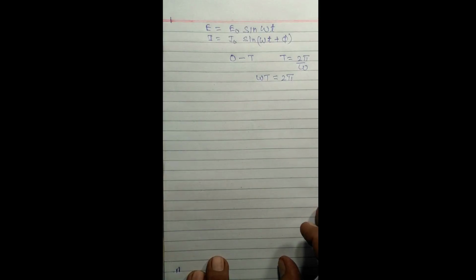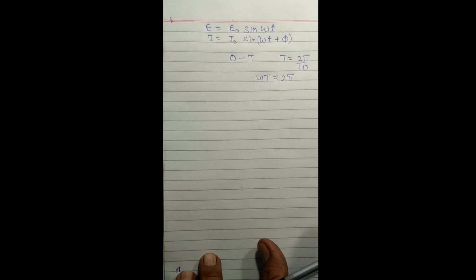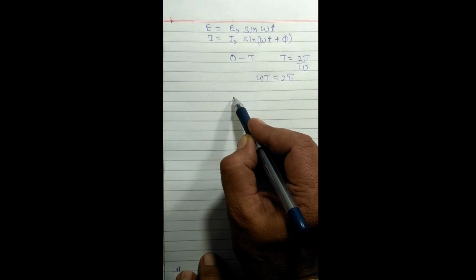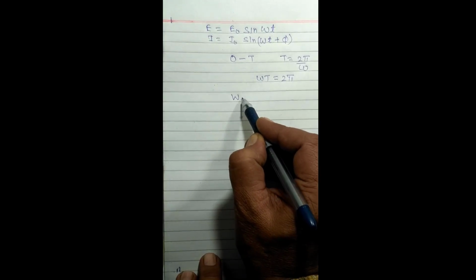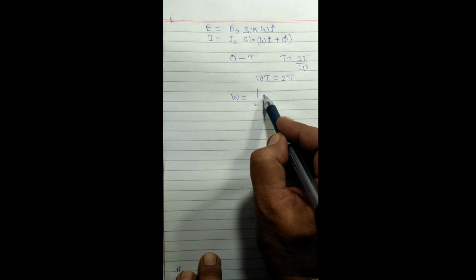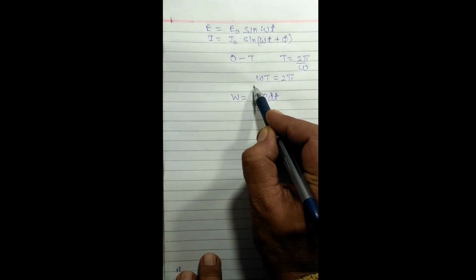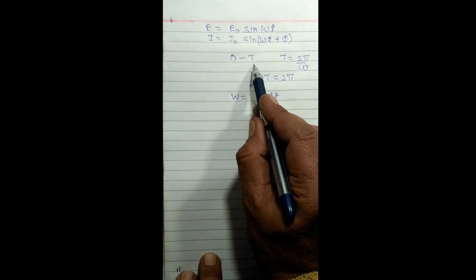Is it clear? Now, to calculate the average power, first of all, we take a simple formula. You know that power is given by the rate of doing work. Now, the work done can also be given as the integral of P dt, within the limits of 0 to T.